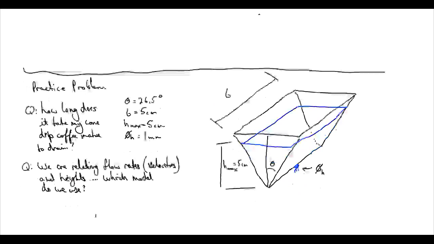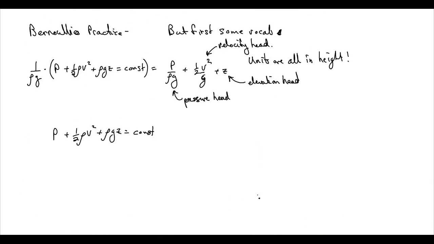So I have this cone-like coffee maker, and it drains out of a hole at the bottom, and we're going to predict how long it takes to drain, and we're going to do a much more thorough job of it. Okay, so Bernoulli's practice. Let's do a little bit more vocab practice first.